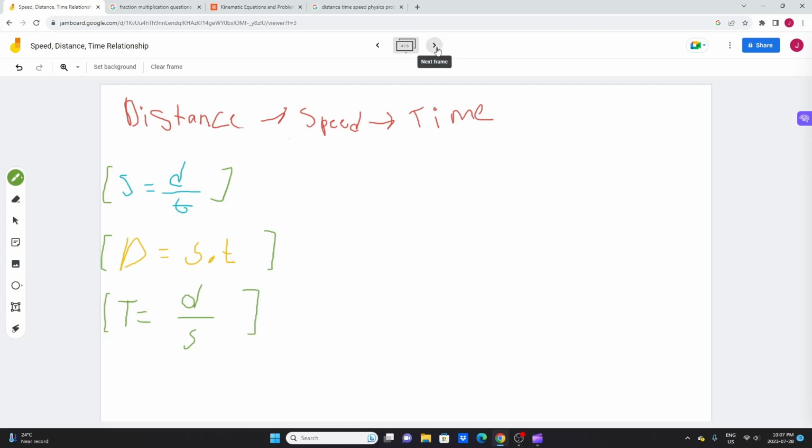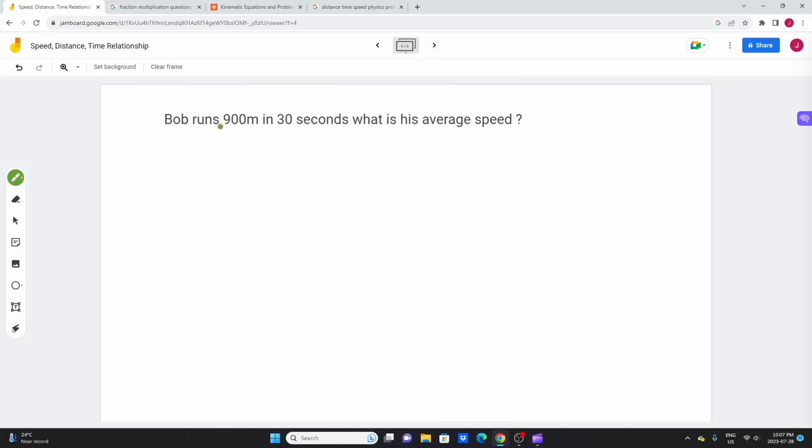Now let's do a practice problem. Bob runs 900 meters in 30 seconds. What is his average speed? Firstly, we already know from this that we're looking for speed. Average speed, same thing as speed for now.